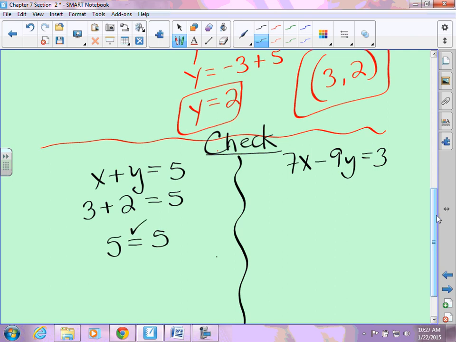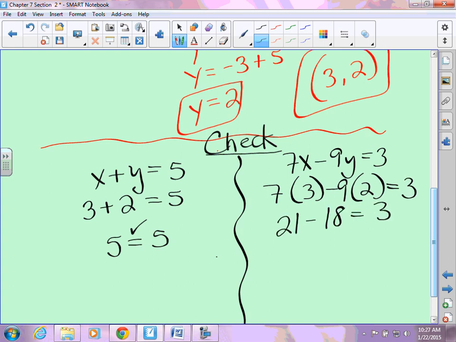Now, if this doesn't check, do I write no solution? No. If it doesn't check, you did something wrong. Now, there will be a time where your answer will be a no solution, 1 solution, or many solution. We're getting there. We're not there yet. So right now, your lines will cross. You will have an ordered pair, and they should check. But if they don't, you need to do something about it.